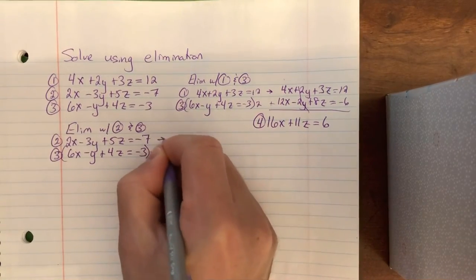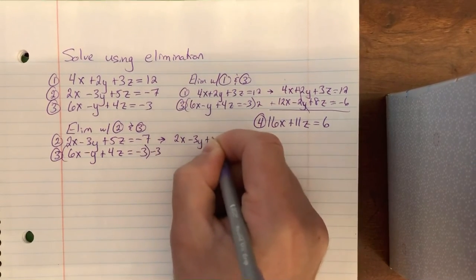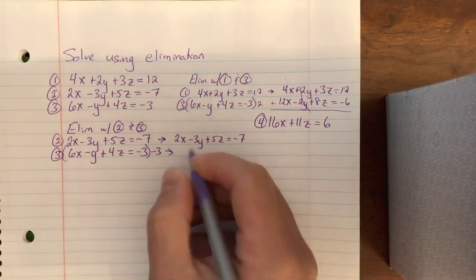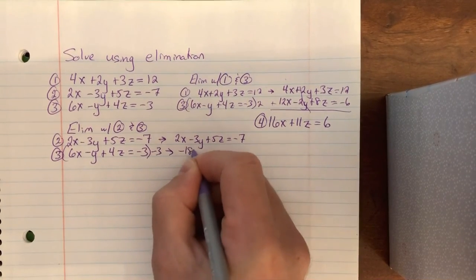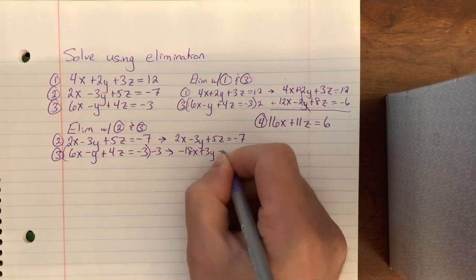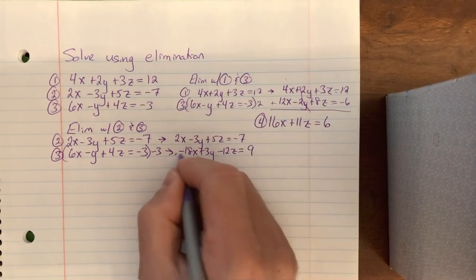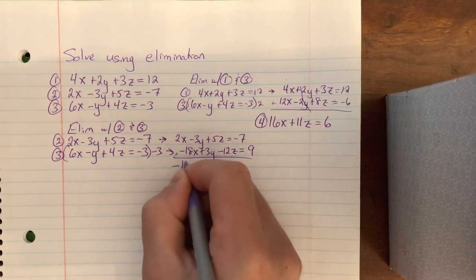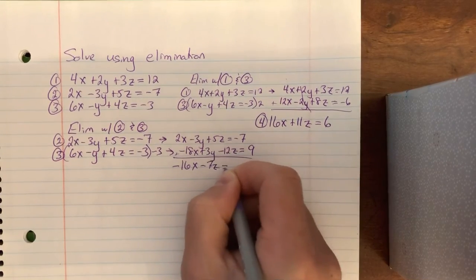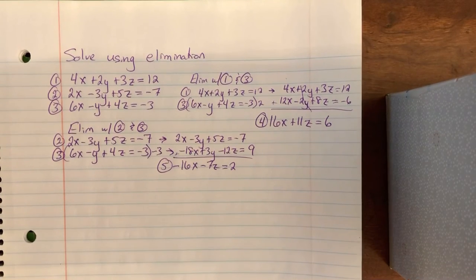I'm going to multiply the second equation by negative 3. I rewrite my first equation. I multiply here, so negative 18x plus 3y minus 12z equals 9. When I add these equations, I have negative 16x minus 7z equals 2. And this will be equation 5.